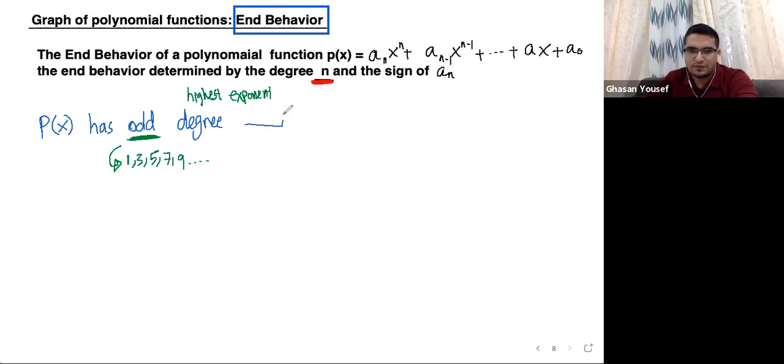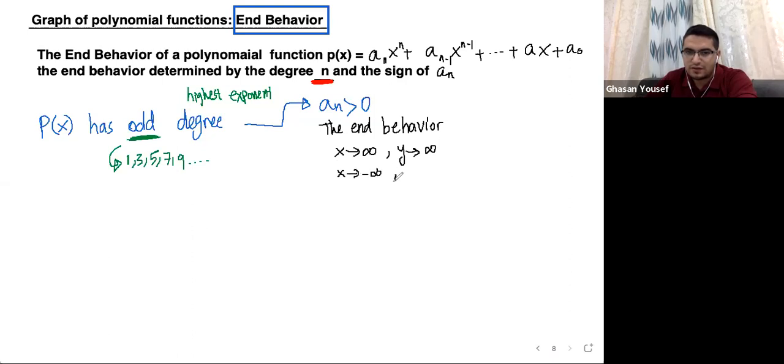So the first one: the degree is odd, and an is positive. I mean, an is the coefficient of the highest degree. So the end behavior is, when x goes to infinity, y should go to infinity. If x goes to minus infinity, y should go to minus infinity.